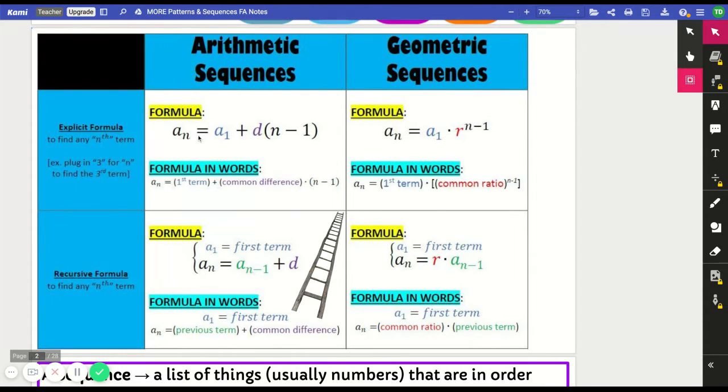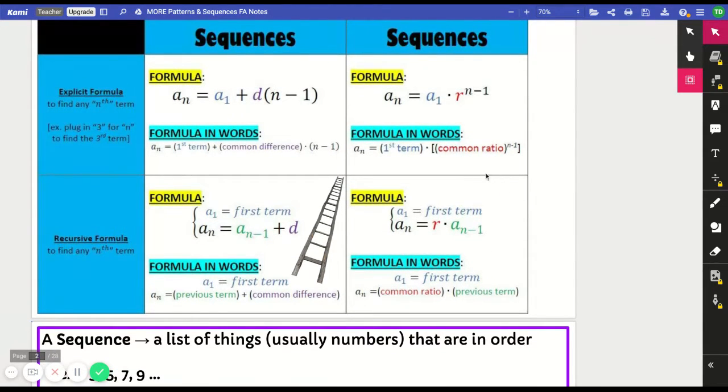We have a sub n is equal to a sub 1 plus d times n minus 1. What does that mean in words? That means we take the first term, which is a sub 1, and we add it to the common difference multiplied by the previous term, so n minus 1. For the geometric sequence, we have a sub 1 times r raised to the n minus 1. And in words, that means the first term multiplied by the common ratio raised to the previous term number.